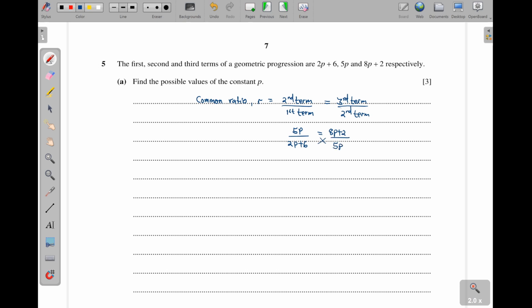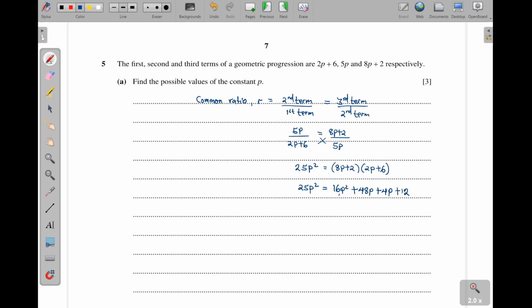Now when we cross multiply, this will give us 25p squared, which is equal to 8p plus 2 multiplied by 2p plus 6. So 25p squared will be equal to 8p times 2p, that will be 16p squared, and then 8p times 6, that will be 48p, and then 2 times 2p, that will be 4p, then 2 times 6, that will give us 12.